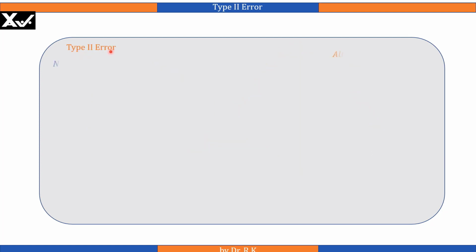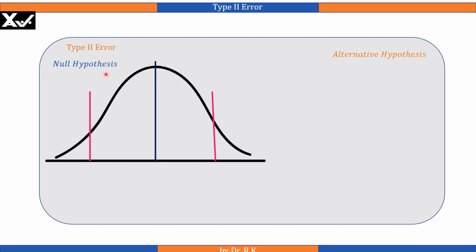Now, we will visualize type 2 error. Null hypothesis is there, alternative hypothesis is there. If the null hypothesis is true, this is the distribution with mean mu naught. Right? And red lines indicate significance region, alpha value is 0.05. If the actual test value falls in this region, we reject the null.